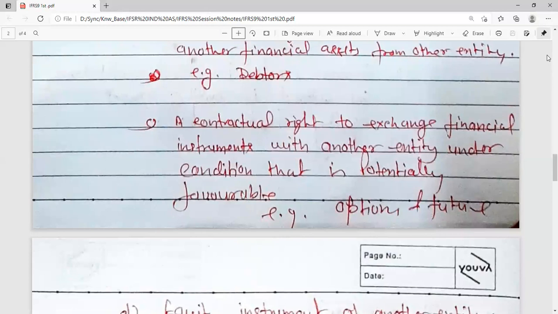Third is a contractual right to exchange financial instruments with another entity under conditions that are potentially favorable. Two examples are covered in this, that is option and future. Everyone knows what we do in an option: we enter a transaction to purchase specified securities at a later date when it becomes favorable to me. Like the market rate is 10 rupees, but we have a contract to purchase at 9 rupees, then only we will exercise this option, otherwise we will not exercise. So this is what is written here, that is potentially favorable.